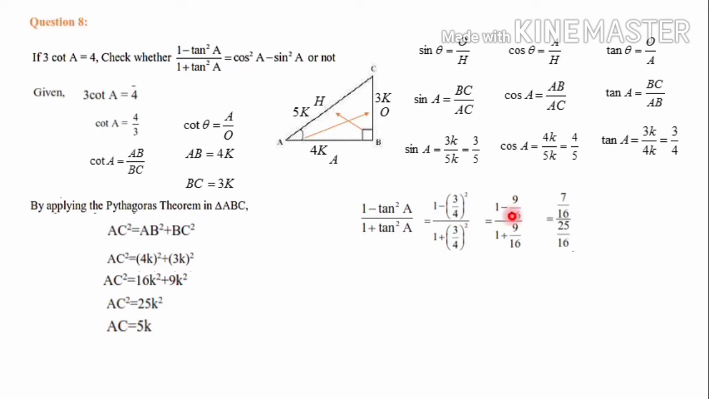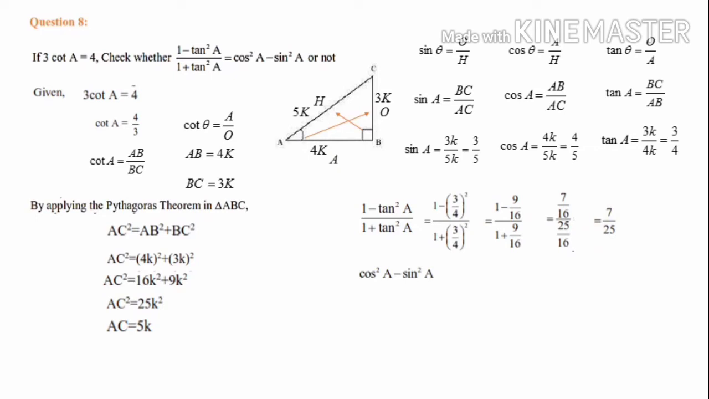Let's take the LCM, that is 16. 16 into 1, 16 minus 9. 16 minus 9 is 7, divided by the common denominator 16. Here in the denominator again 16 is there. Let's take this common denominator 16. 16 into 1, that is 16. 16 plus 9 is 25. So 25 divided by 16. Then 16 cancelled. Finally we have got the answer as 7 divided by 25.